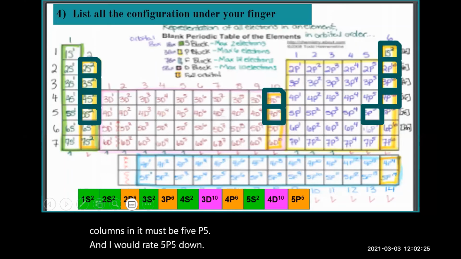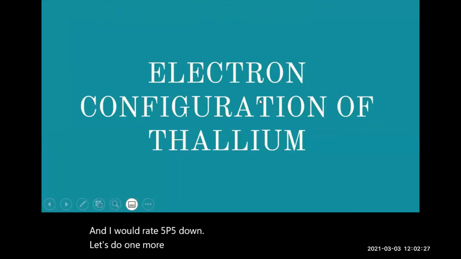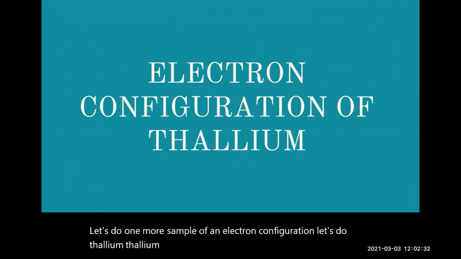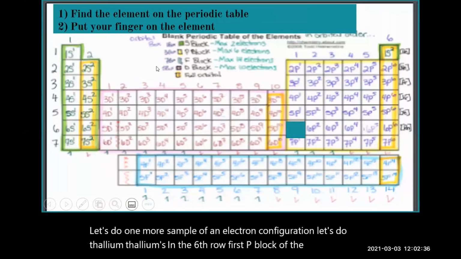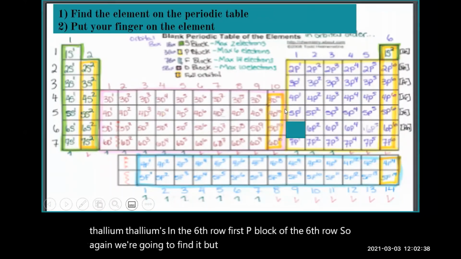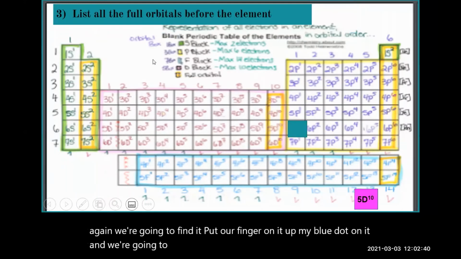Let's do one more sample of an electron configuration. Let's do thallium. Thallium's in the sixth row, first P block of the sixth row. So again, we're going to find it, put our finger on it, I put my blue dot on it, and we're going to go along and list all the full orbitals.